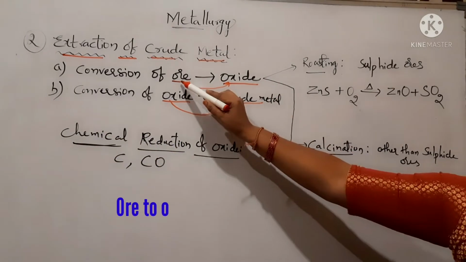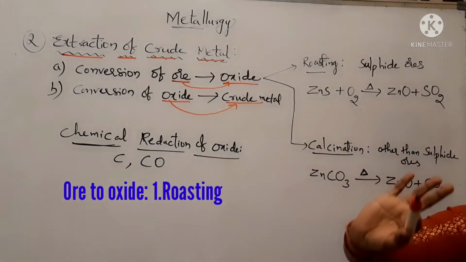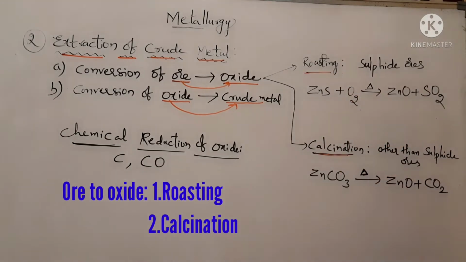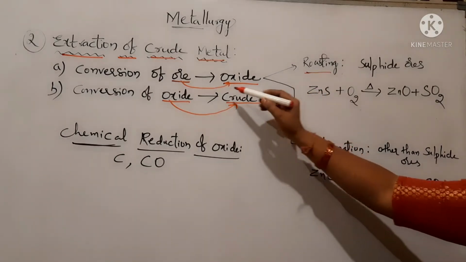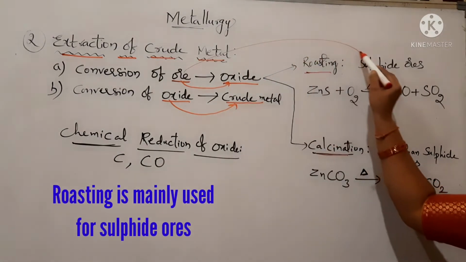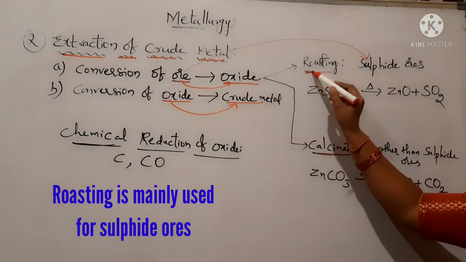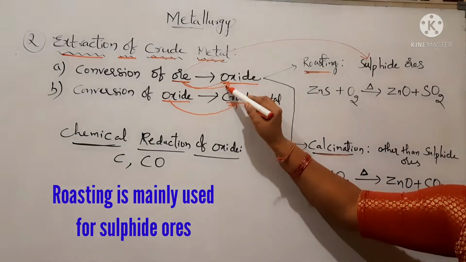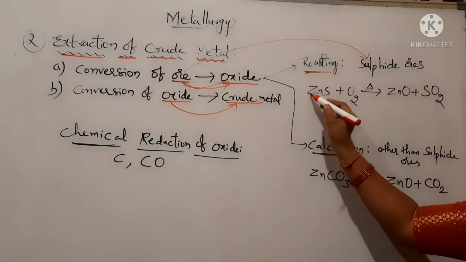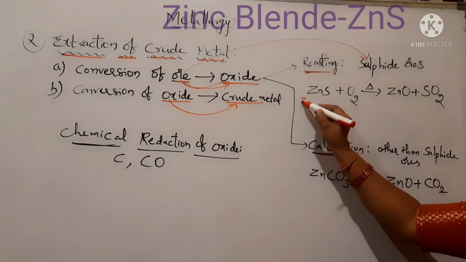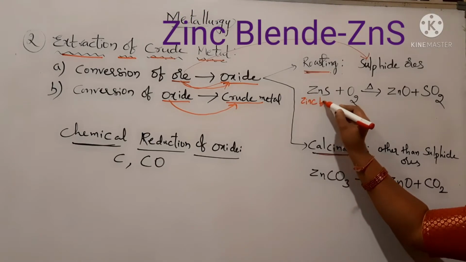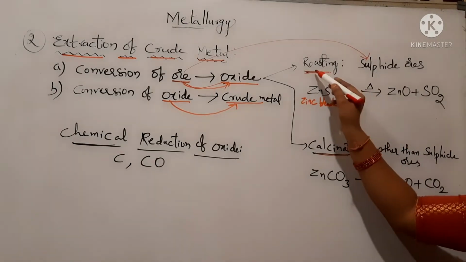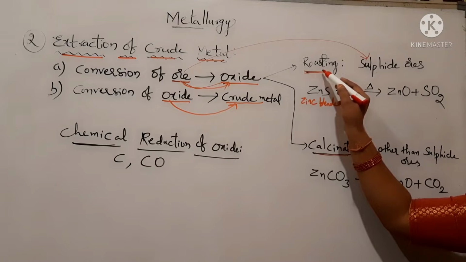In order to convert ore to oxide, there are two types of methods. One is roasting and the other one is calcination. If the ore is in the form of sulfide ores, we will go for a special process called roasting in order to convert ore to oxide. So you take a sulfide ore, for example zinc blende, zinc sulfide. When we take a sulfide ore, you have to go for a special process called roasting.